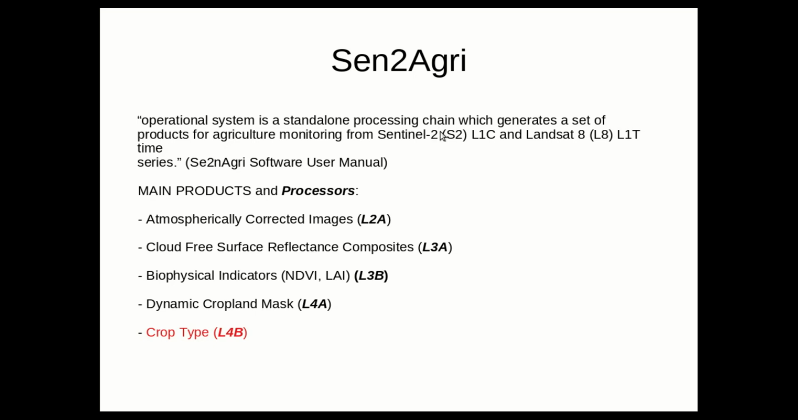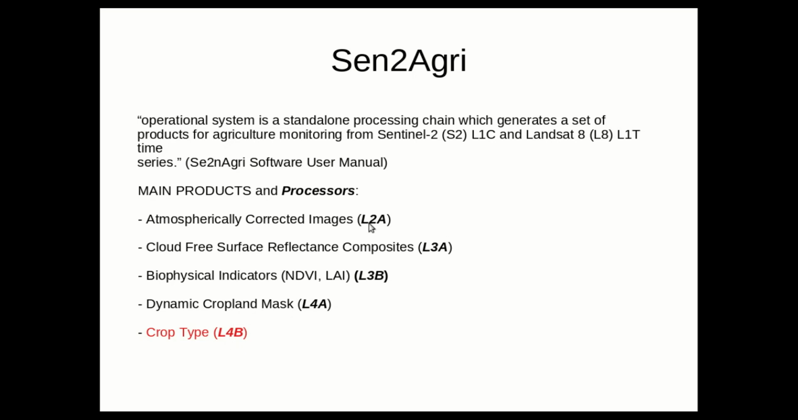So it combines the high resolution and high temporal characteristics of both remote sensing products. So the main products of Sentinel-2 for agriculture are the following: the atmospherically corrected images, or the L2A, the cloud-free surface reflectance composites, or the L3A, biophysical indicators, or the L3B, namely the NDVI, or the normalized difference vegetation index, and the leaf area index, the dynamic cropland mask, or the L4A, and the crop type, or the L4B.